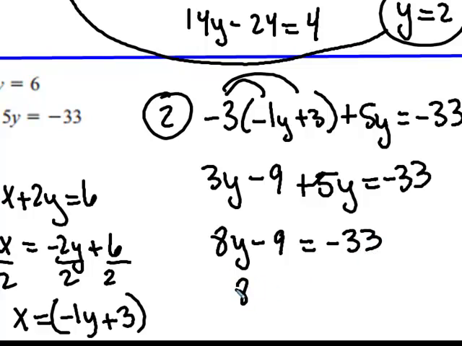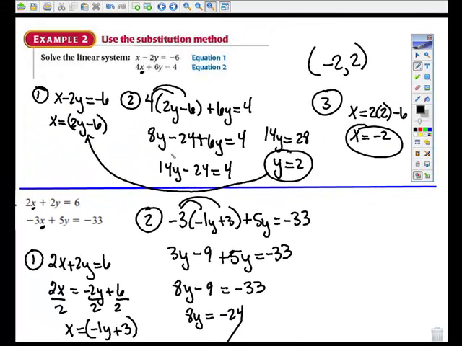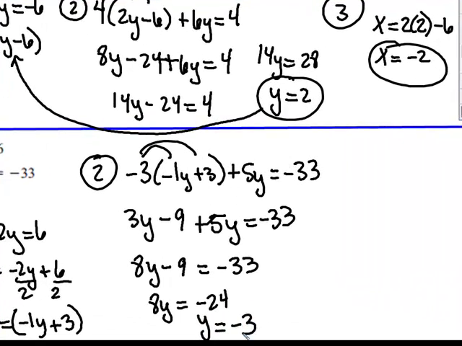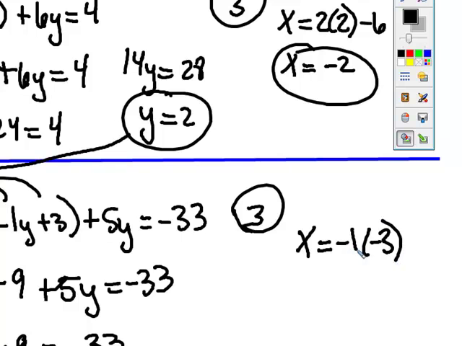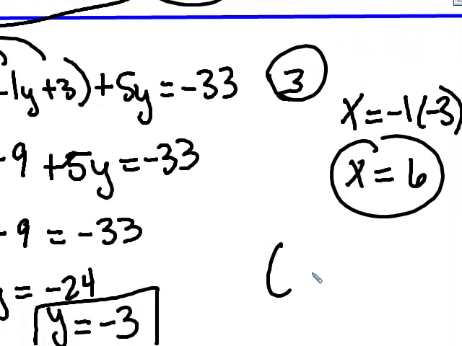If I add 9, I get negative 24, and divide by 8, and we get a negative 3. Step 3. Now I substitute this answer back into the revised equation. So my revised equation is right here in step 1. So x equals negative 1 times negative 3, negative 1 times y, plus 3. Negative 1 times negative 3 is 3, plus 3 is 6. So the answer is 6, negative 3.